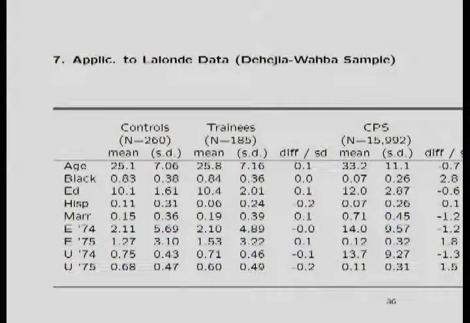Okay, so now let me spend the remaining time illustrating some of these methods using the Lalonde data that Lalonde originally used in a paper in the mid-'80s. This particular sample is from a paper by Dehejia and Wahba. It's on Dehejia's website, so you can look at it and try some of these methods. It's been used in a large number of papers, including Heckman and Hotz, some papers by Smith and Todd, as well as the Dehejia and Wahba paper.